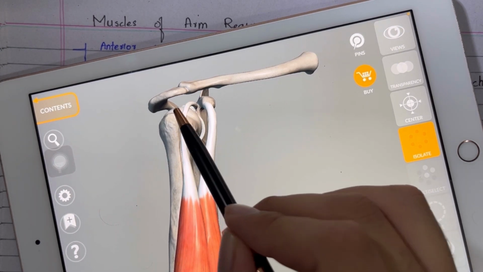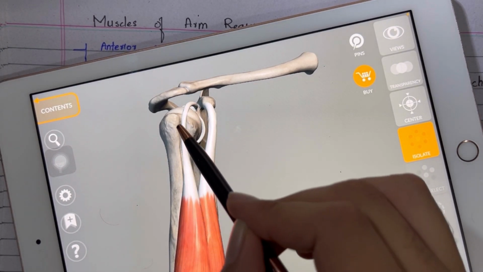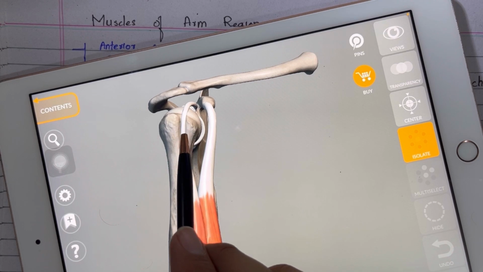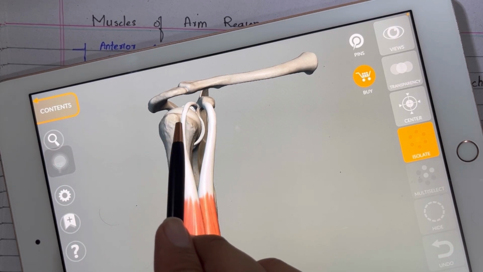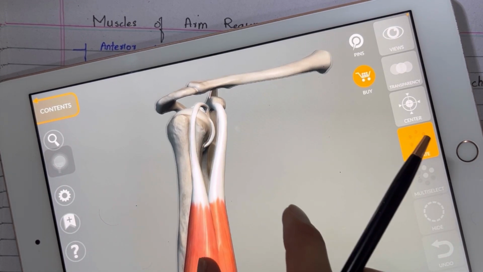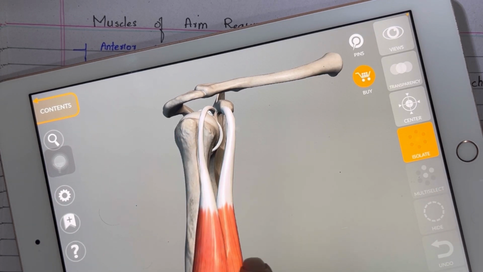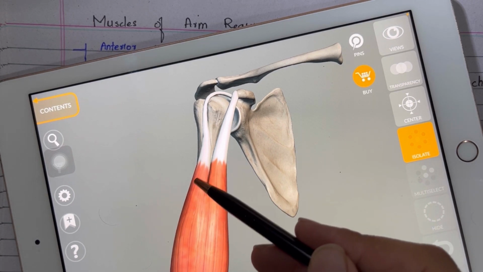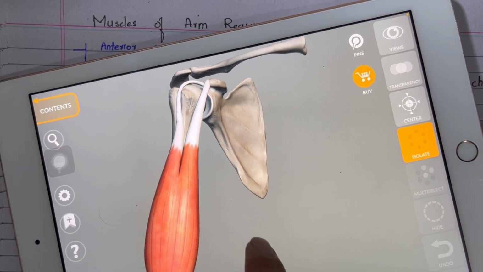So the tendon of the long head moves inferiorly and passes through the bicipital groove under a ligament which is called the transverse humeral ligament. Here the transverse humeral ligament is present between the greater tubercle and the lesser tubercle of the humerus bone. So the long head moves inferiorly and combines as a single part of the biceps brachii muscle.